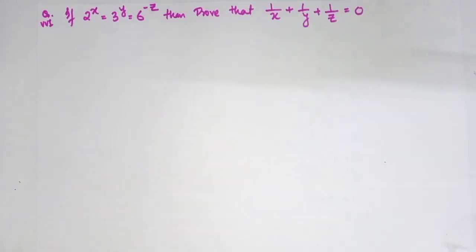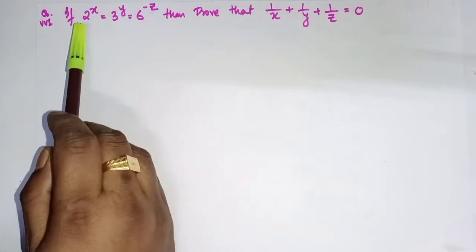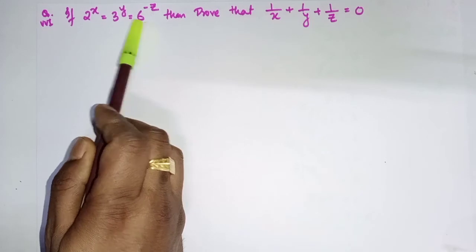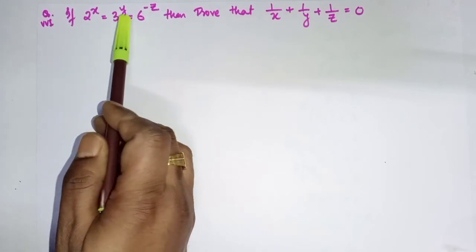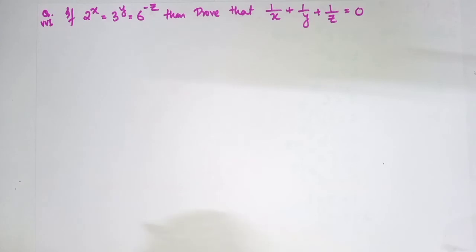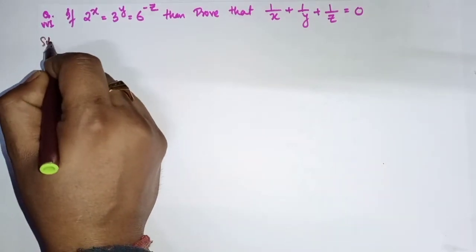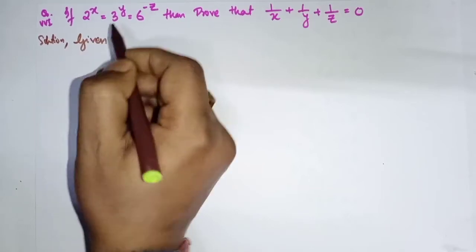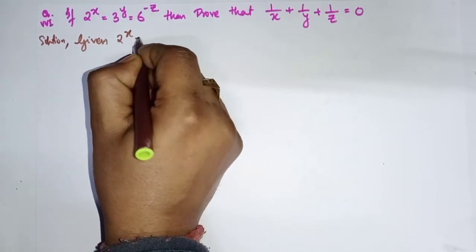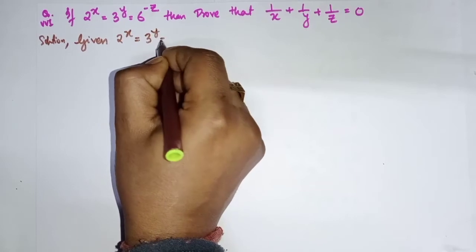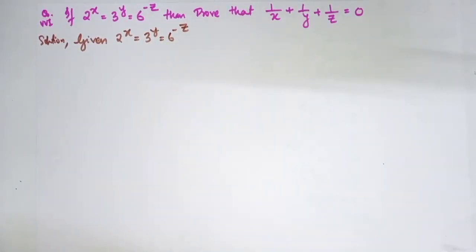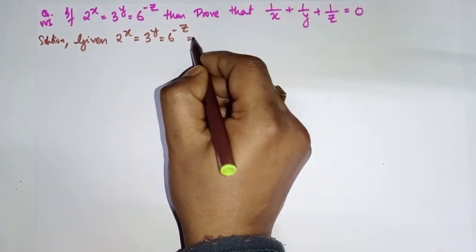Whenever you get this type of question, you can see the left hand side, middle hand side and right hand side are all equal to each other. So that time we use this process. Solution: we will write the given. They are given 2 to the power x equals 3 to the power y equals 6 to the power minus z. Whenever they give this type of question, we take it as k equals k.